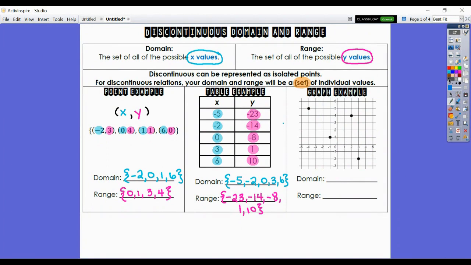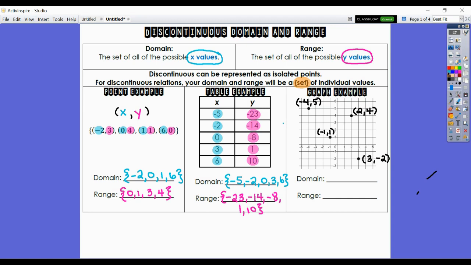The next one, as you see, they are isolated points on our graph and they are not connected. I'm going to name each point here. So this point here is at -4, 5. I'm naming the x value and the y value of each point. Next point's at -1, up 1. Next point over here is at 2, 4. And last point is at 3, -2.